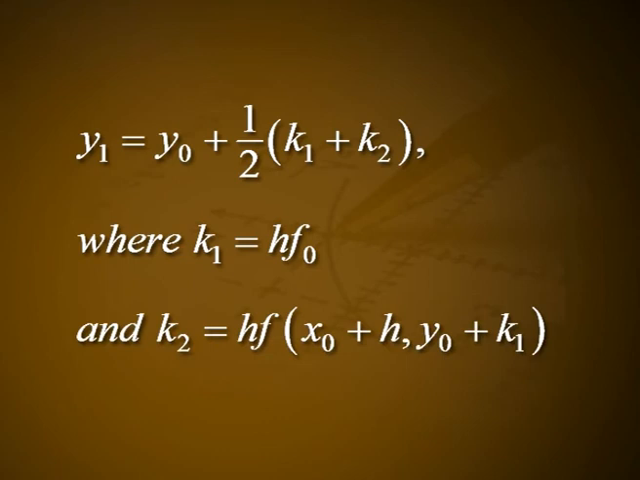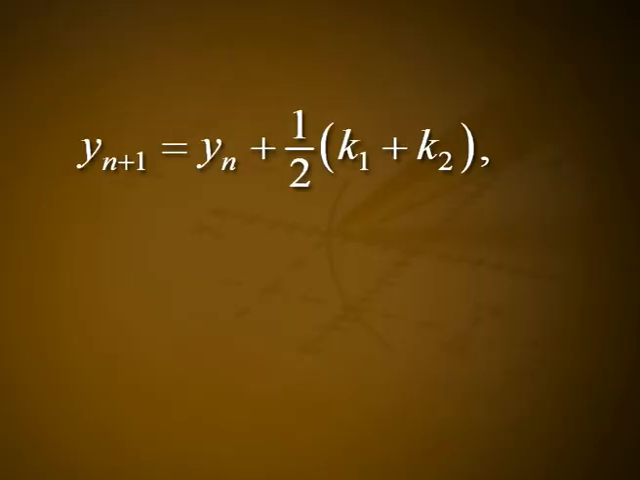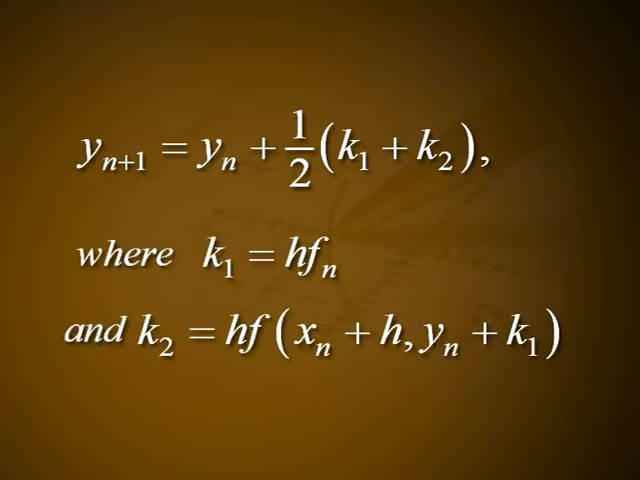Hence, the expression for y1 by modified Euler's method agrees with the Taylor series solution up to the h square term. Thus, modified Euler's method is the Runge-Kutta method of second order, and hence the second order Runge-Kutta formula is y1 equal to y0 plus 1 by 2 into (k1 plus k2), where k1 equal to h into f0 and k2 equal to h into f(x0 + h, y0 + k1). In general, y(n+1) equal to yn plus 1 by 2 into (k1 plus k2), where k1 equal to h into fn and k2 equal to h into f(xn + h, yn + k1).